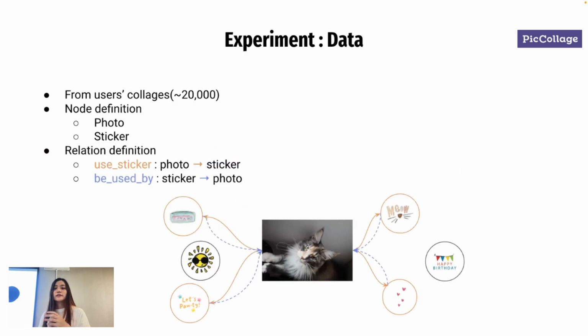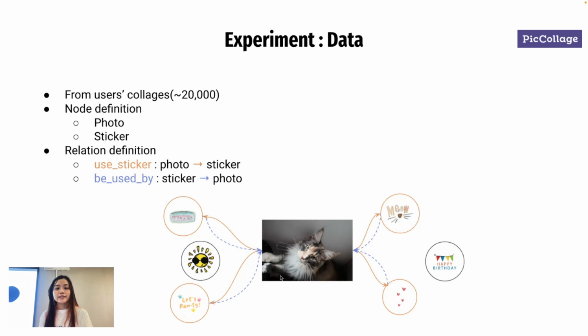So I'm going to explain the experiment. The data we use is from the users' collage. It's about 20,000 nodes, and the nodes only have two different kinds, which are the photo and the sticker. For the relations, we only define one: uses sticker. As I said, because it's a directional graph, we have the opposite one, so "be used by" is also a relation.